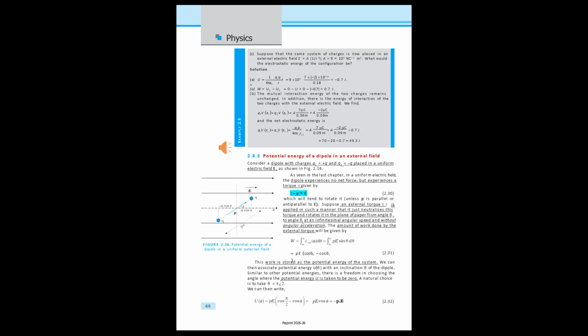This work is stored as potential energy of the system. We can then associate potential energy U(theta) with an inclination theta of the dipole. Similar to other potential energies, there is a freedom in choosing the angle where the potential energy U is taken to be 0. A natural choice is to take theta 0 equal to pi by 2. We can then write U(theta) equal to PE (cos pi by 2 minus cos theta), that is given by minus PE cos theta, that is equal to minus P dot E.